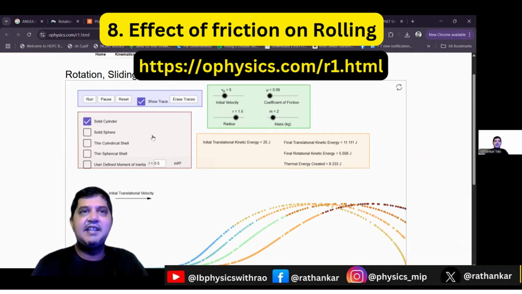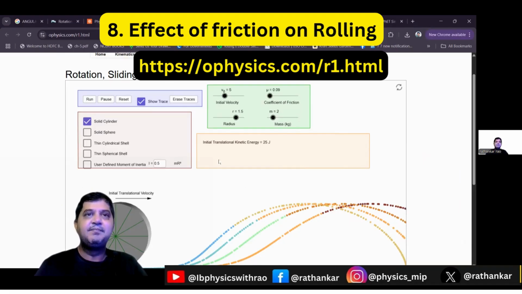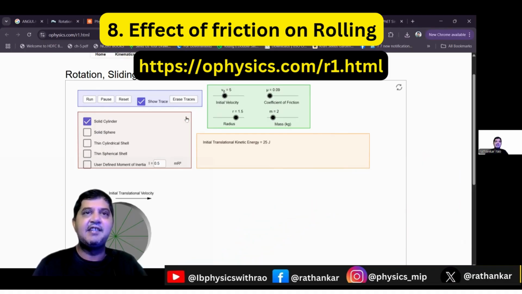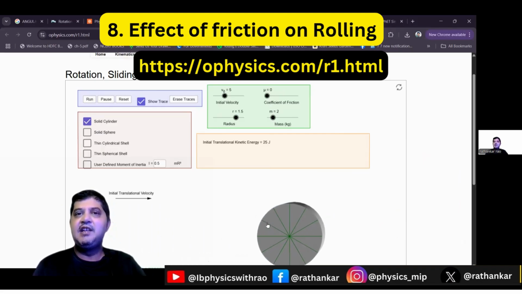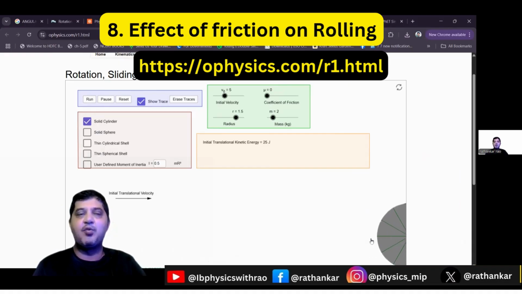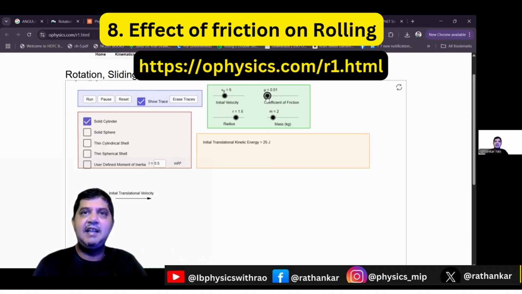This is quite interesting. Let me just reset all of them. It has a trace also. Now what you show here is that, see, there is a coefficient of friction here. Initially I make this friction to be 0. Okay. And I keep the solid cylinder over here and I run this. So what do you expect? What's happening to the cylinder? Cylinder is sliding over here. It's not rotating, right? Now what I do is I increase this friction. I increase this friction to 0.09.